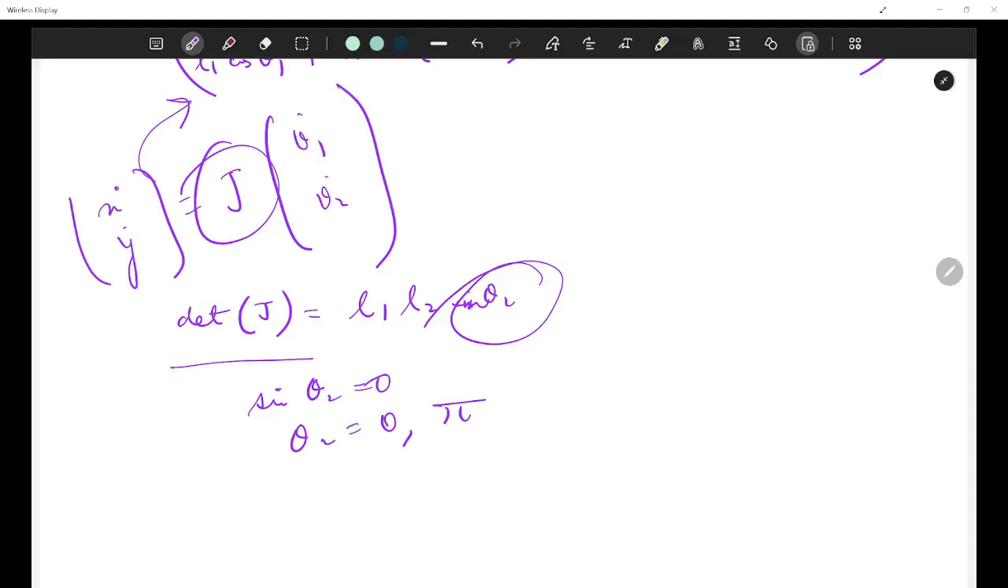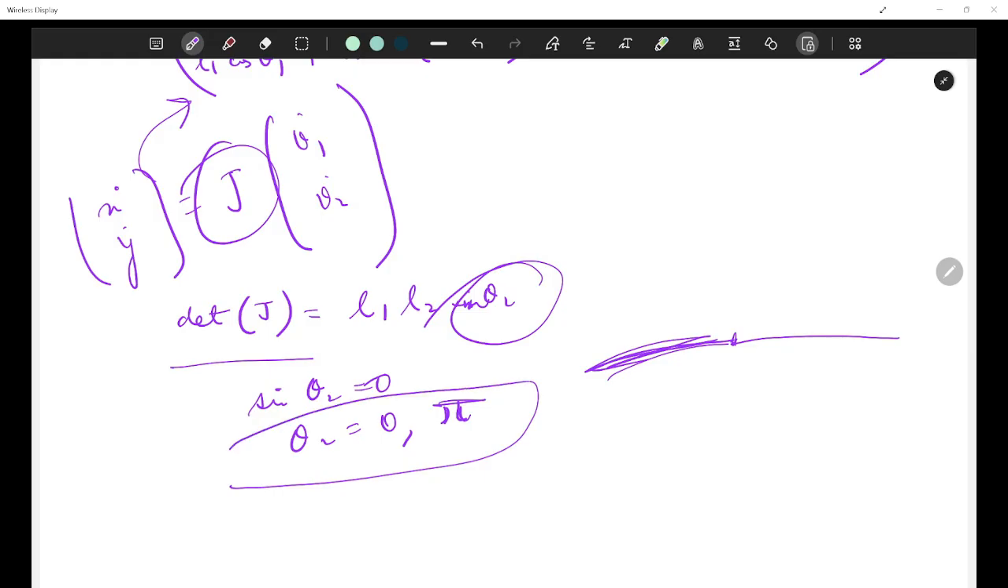Sorry for saying 2 pi. 2 pi is the same as 0. So 0 and pi both. So either you have the hand completely extended, or you have both links folded in the same direction. So 0 or pi.